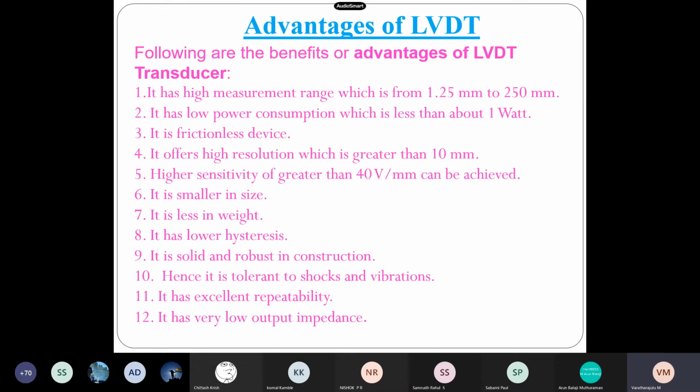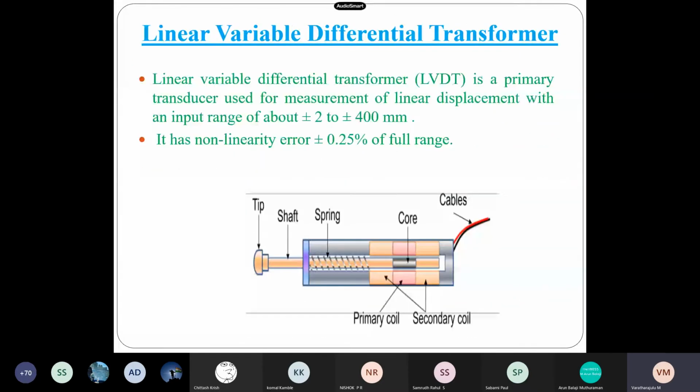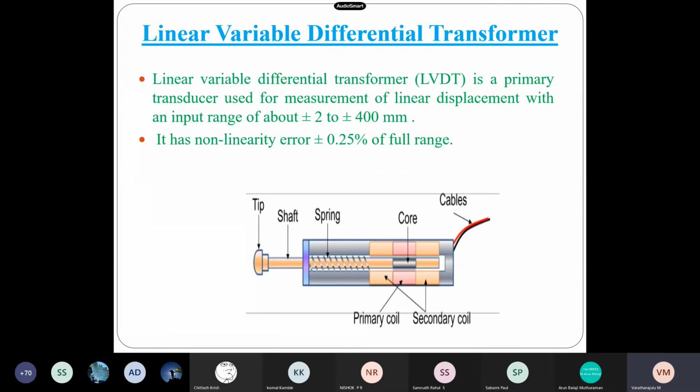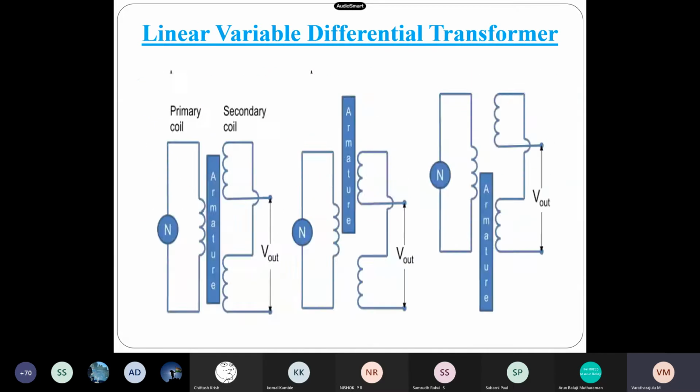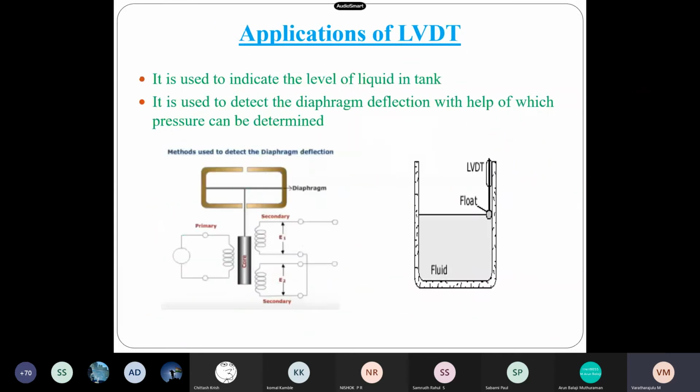The few advantages of LVDT are that it has a high measurement range, ranging from 1.25 mm to 250 mm, and this range differs from author to author. In the first slide, we have 2 to 400 mm. Some authors reveal the range varies from 2 to 400 mm.